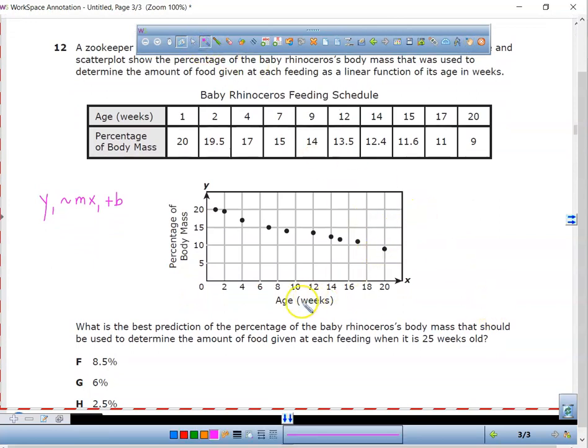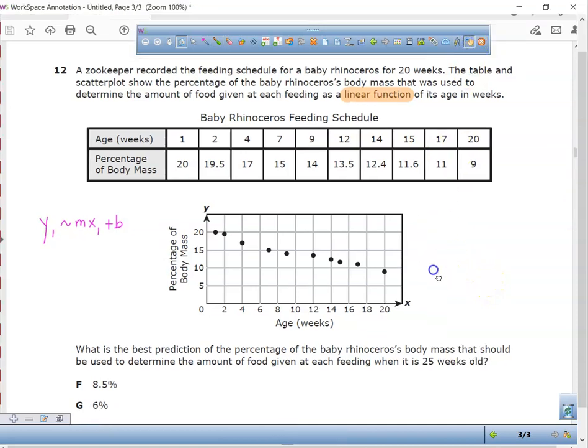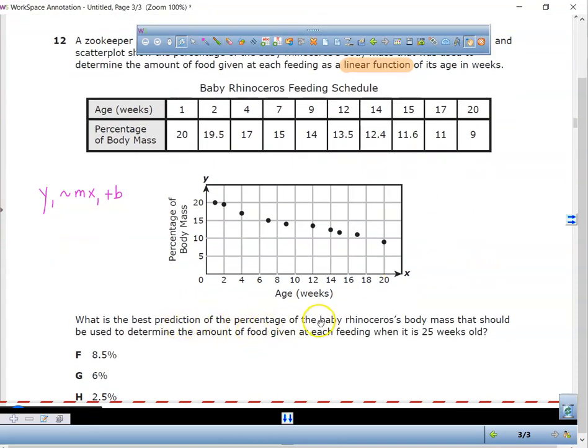We can estimate this. You guys see where it says age in weeks? Now I'm going to read through this pretty quickly. It says, a zookeeper recorded the feeding schedule for a baby rhinoceros for 20 weeks. The table shows the percentage of baby rhinoceros body mass that was used to determine the amount of food, as a linear function. So, by the way, highlight linear function, because we know it's a linear function. All right? What is the best prediction of the percentage of baby rhinoceros body mass that should be used to determine the amount of food given at each feeding when it is how old? 25 weeks. So just highlight or underline the 25 weeks.